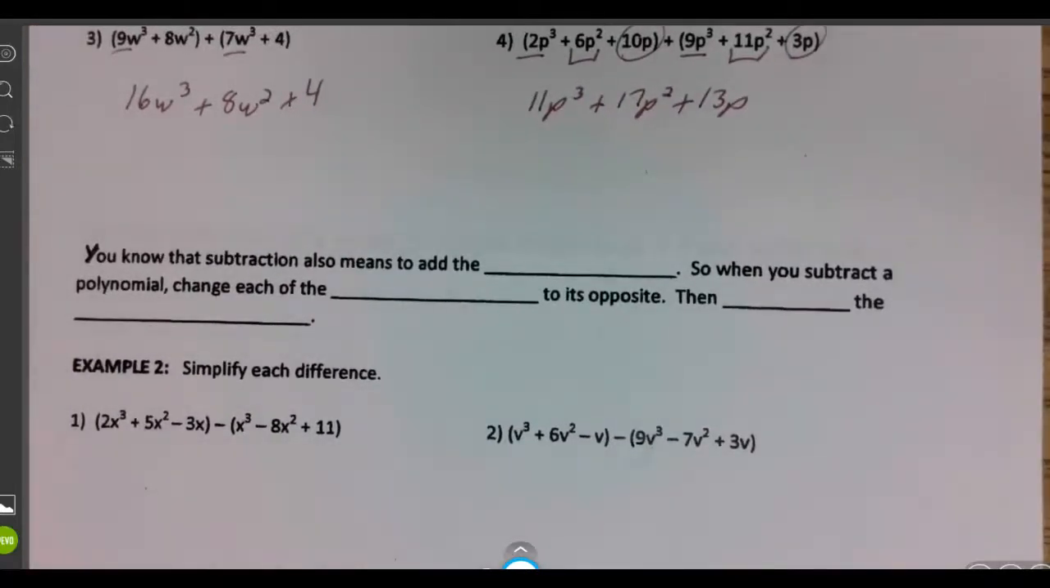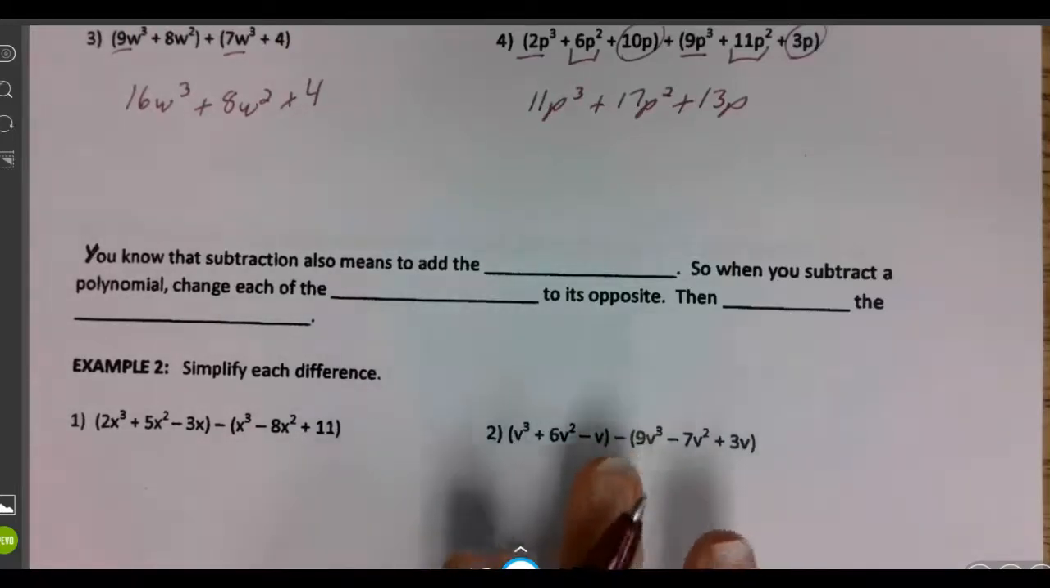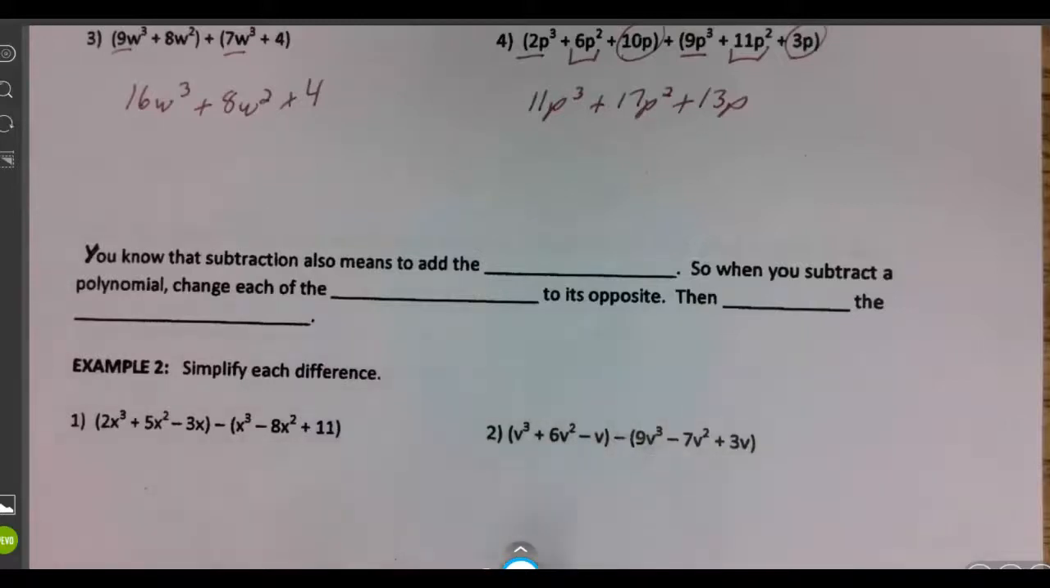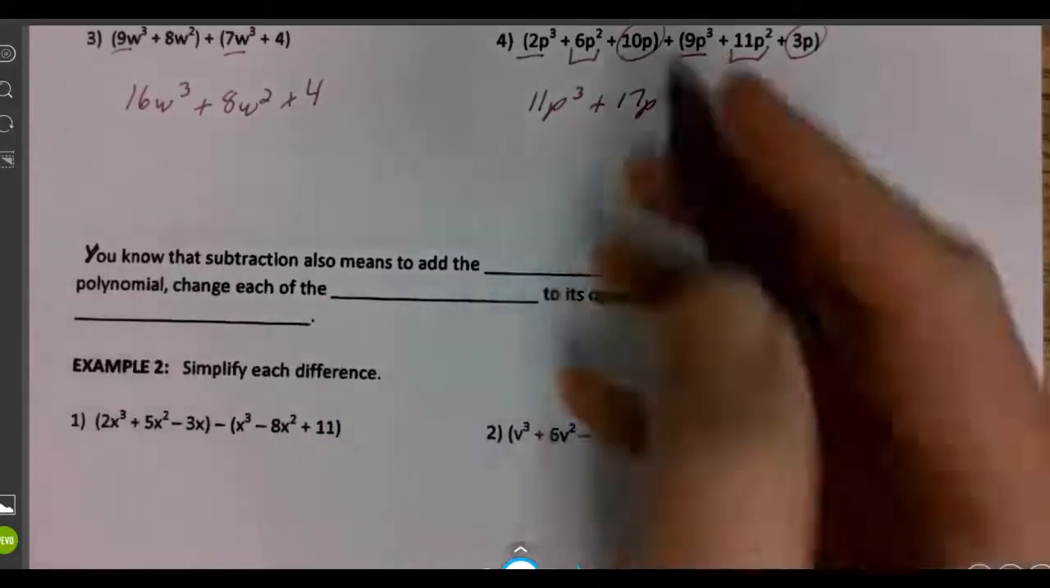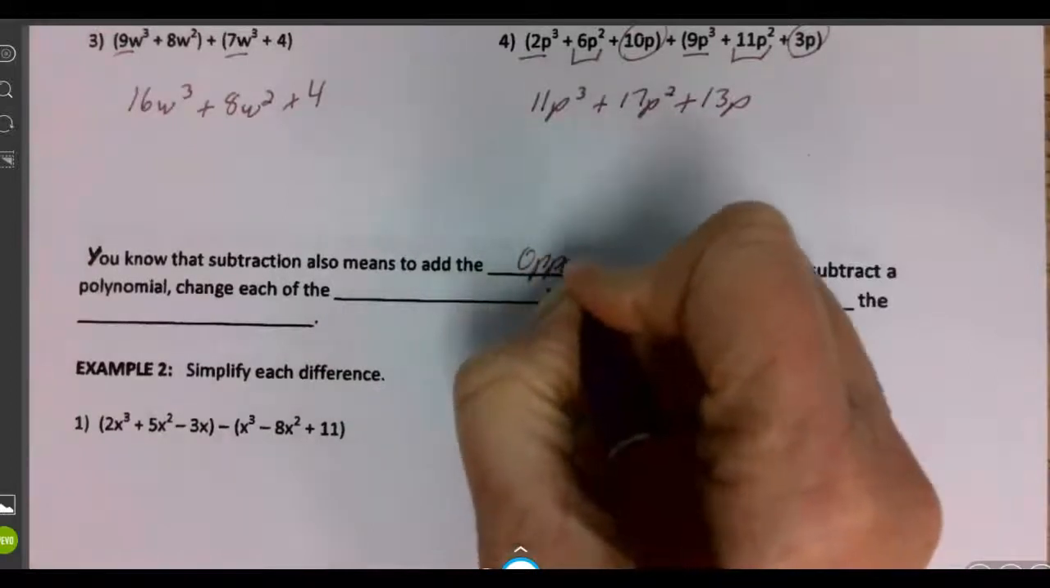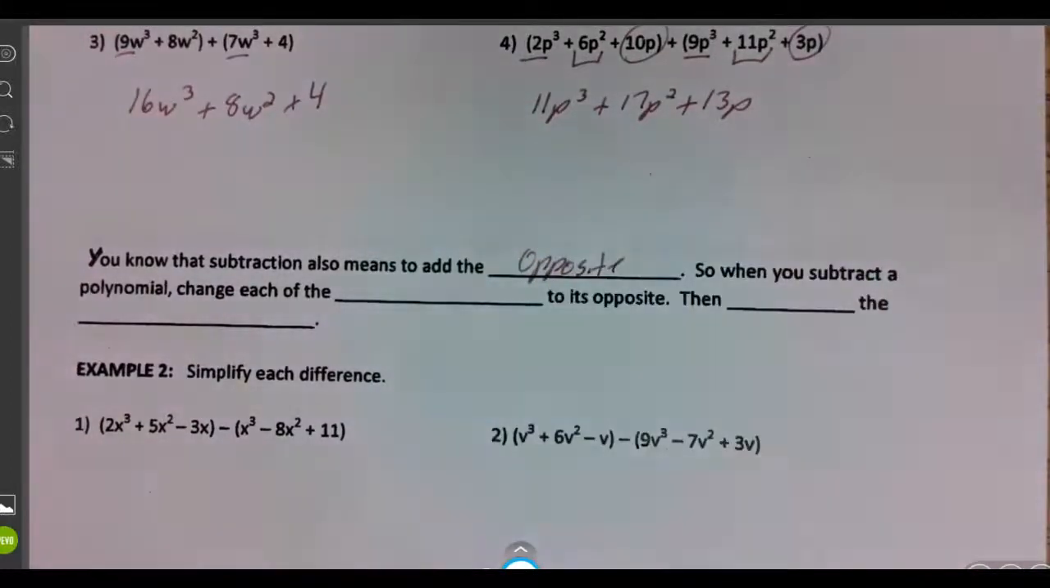Now, when we subtract polynomials, it's the same thing. We just have to be aware of one little thing. You know that subtraction? That's that high-maintenance friend. Addition is your wonderful friend, easy to get along with. Subtraction always throws problems into it. High maintenance. Okay, so remember that subtraction also means to add the opposite. So you have to remember you're subtracting everything that comes in that quantity.